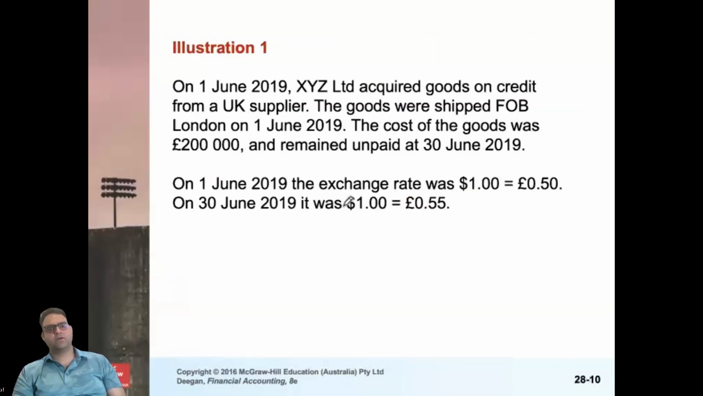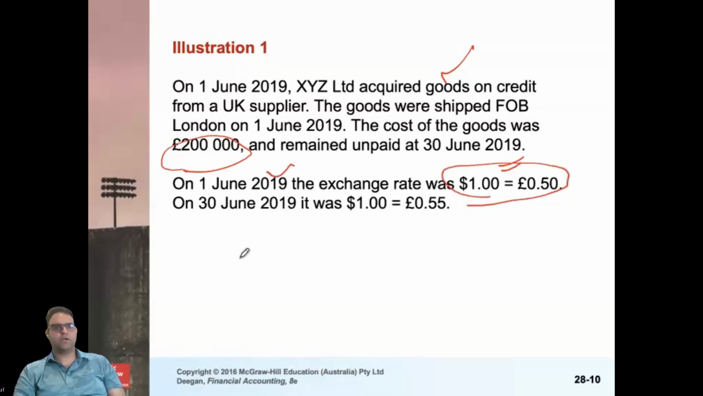Good question. There is a company which acquires goods on credit from a UK company. The goods sold are worth £200,000. The amount remains unpaid until 30th June. On 1st June, the exchange rate was $1 to 0.5 pound. After one month, on 30th June, the rate changes from 1 to 0.55 pound.